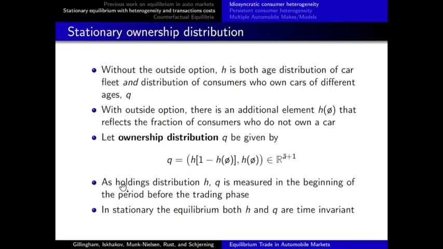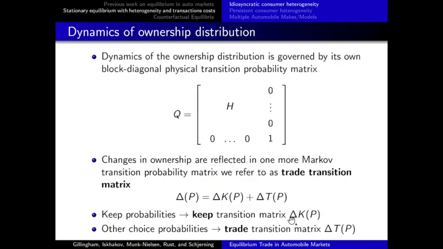So all this stuff is in the paper. The holdings distribution, age, and Q are measured at the beginning of the period before any trading or aging is going on. Okay, and in stationary equilibrium, both age and Q are actually time invariant.